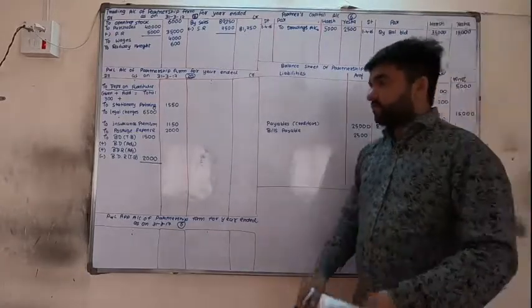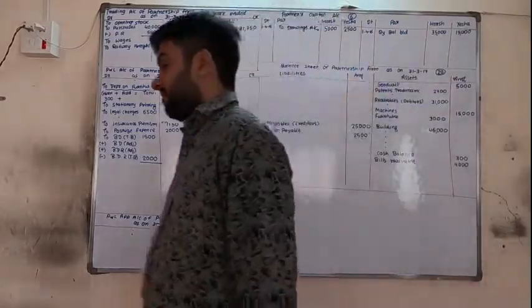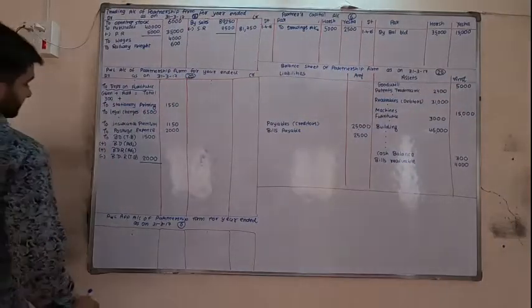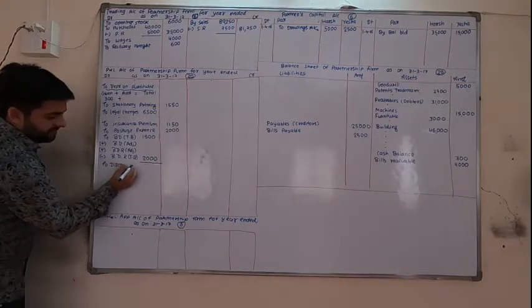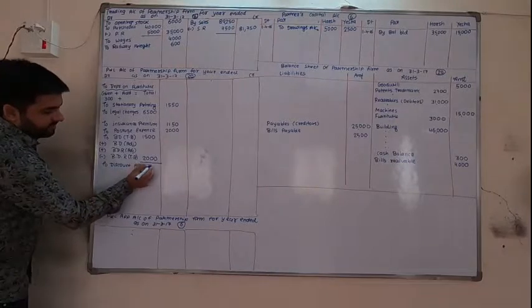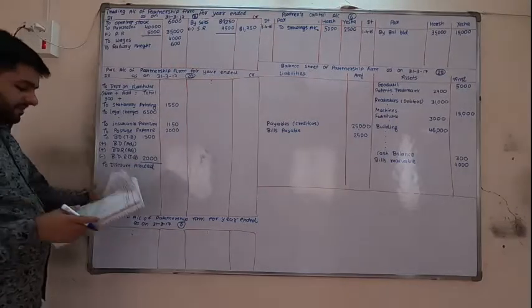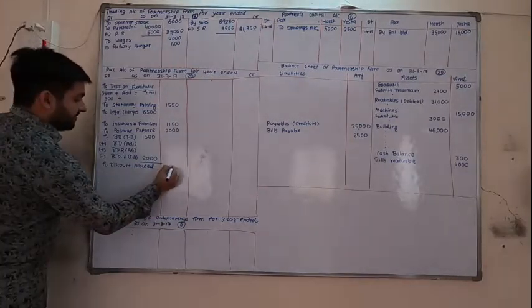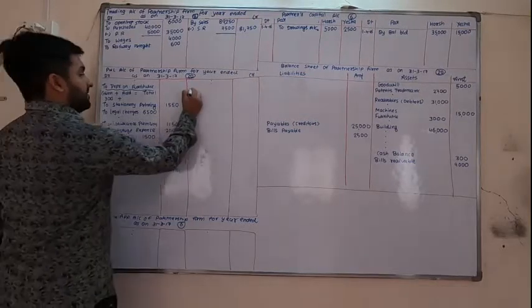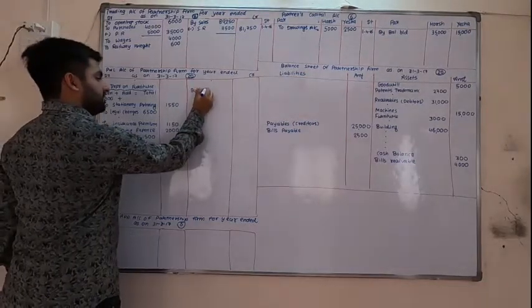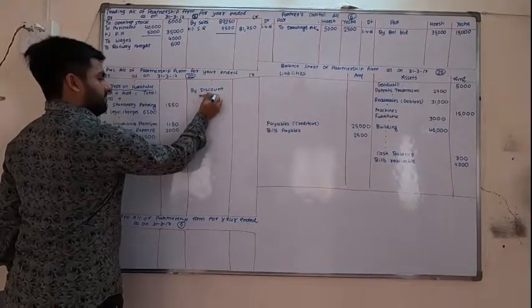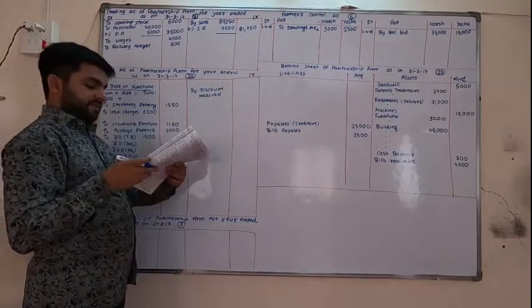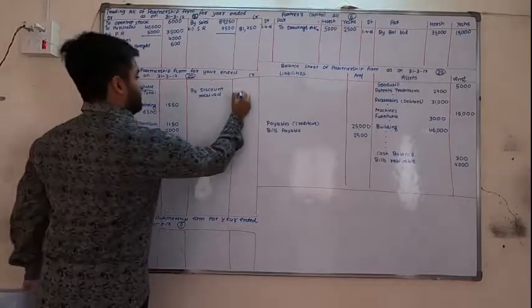After that we are having both the discounts. So both the discounts: debit side is allowed, credit side is received. So on the debit side, to discount allowed. Now it is having a debit balance and it is 750, whereas on the credit side, by discount received, is having a credit balance 1,500.